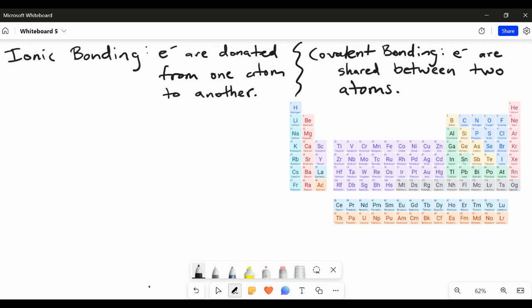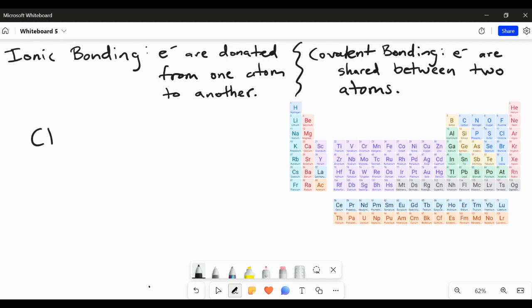Now, let me kind of explain this to you a little bit more in detail, right? So, when we talked about ionic bonding before, we talked about how it has to occur between a metal and a non-metal, right? So ionic bonding is like sodium and chlorine getting together. Sodium loses an electron, chlorine gains an electron, and they become stuck together. But what happens if chlorine doesn't have any sodium around it?